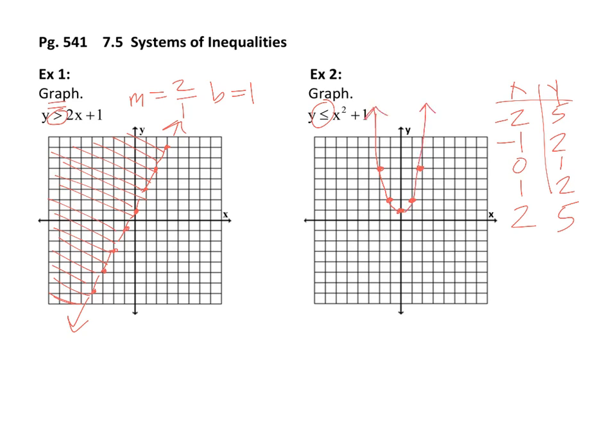Then it says y is less than, so that means we shade below the points. And the parabola keeps going to the left, and it keeps going to the right, so I'm shading under it, even though you can't see that right now. And the shaded regions represent the solutions to the inequality. Let's do some more examples now.